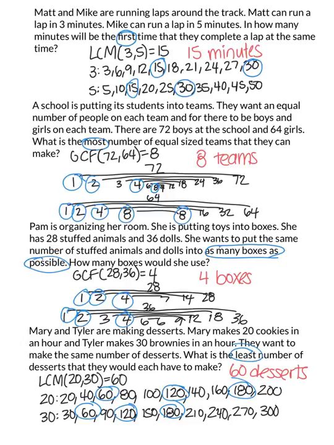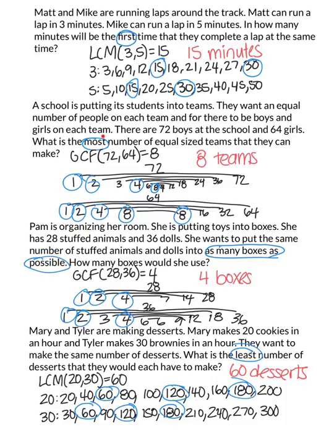Now here are the answers that you should have had. So in the first problem, our keyword is first. So we're looking for the first time that we find a multiple in common. So the least common multiple is what we will use. And in this case, 15 is the smallest multiple in common. So our answer to this first question is 15 minutes.